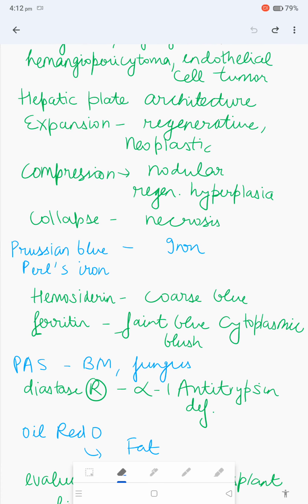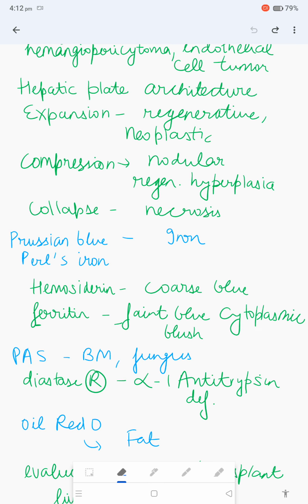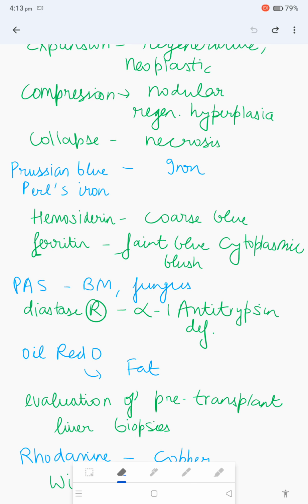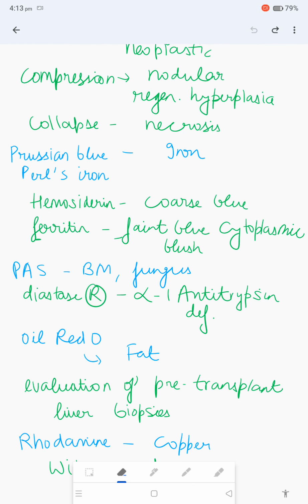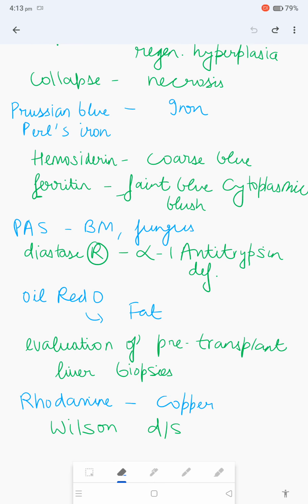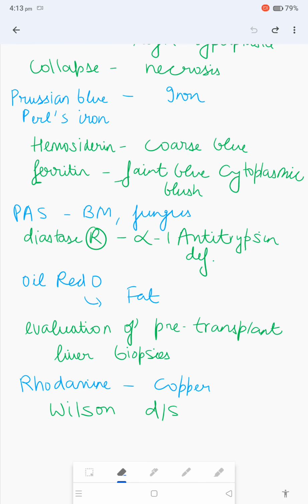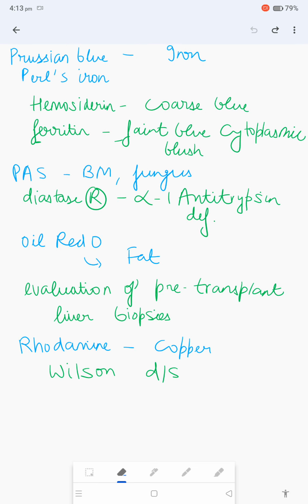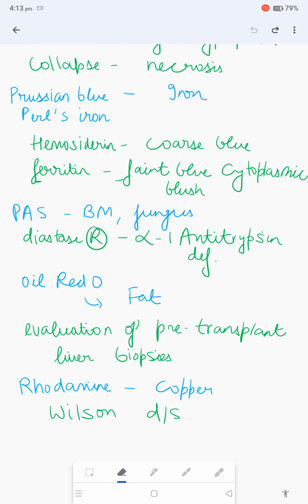Then we have Prussian blue or Perls' iron stain for iron. In the hemosiderin it will be coarse blue and for the ferritin it will give faint blue. F for ferritin, F for faint blue, a cytoplasmic blush. PAS is for bone marrow, fungus, and if diastase resistance is present then it is used in alpha 1 antitrypsin deficiency. Oil red O for fat, used for evaluation of pre-transplant liver biopsies. Then rhodanine is for copper and it is used in Wilson's disease.